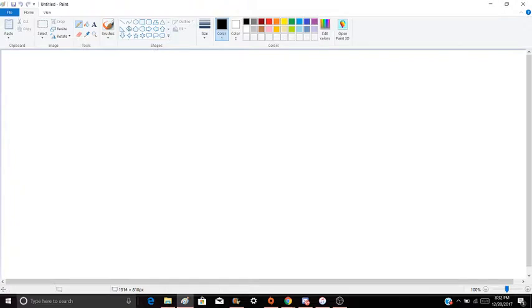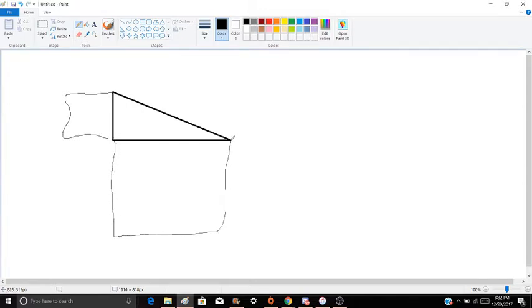The Pythagorean theorem says that if you square the length of each side, and squaring is when you have an exponent of 2, so 2 squared equals 2 times 2, which is 4. So let's say that this side is 3 and this side is 4. When I take the squares of both of these, which are 9 and 16 respectively, and add those two squares up, it's going to equal the square of the hypotenuse.